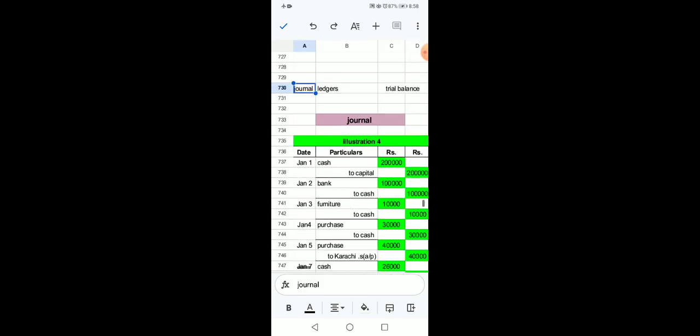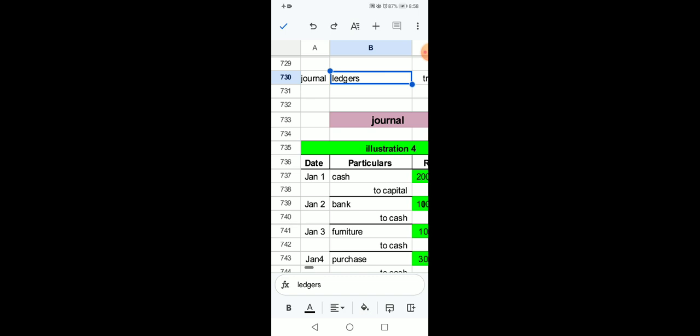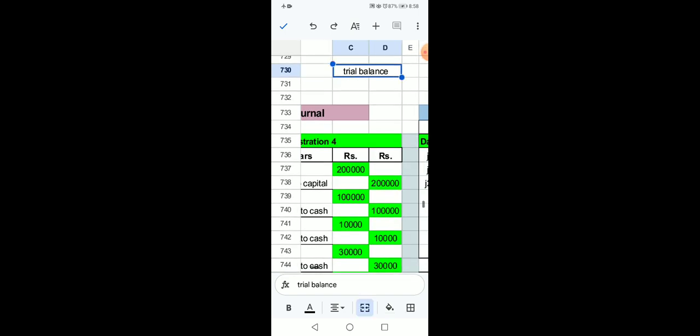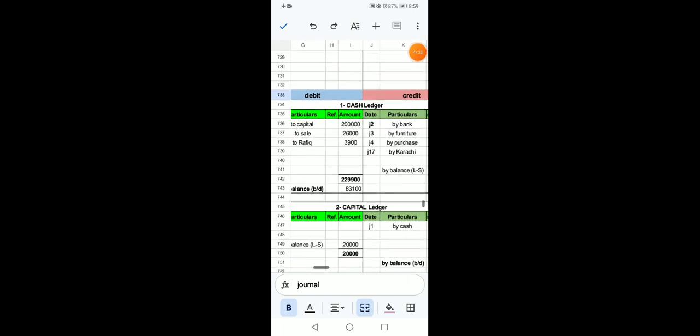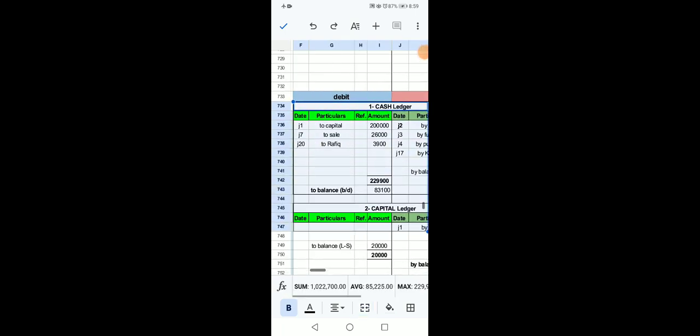As earlier it was mentioned that we will make the journal first, we'll convert that journal into ledgers, and the third step is to make the trial balance. So here two steps are completed. All journal entries we have completed, and the next step was to make ledgers. All ledgers we have completed, so it's time to make the trial balance.